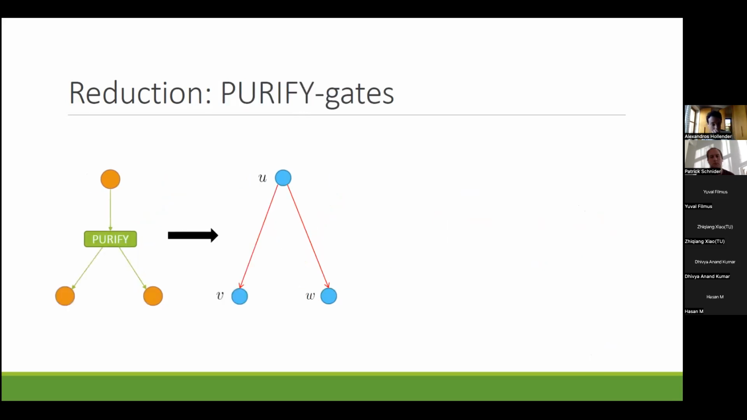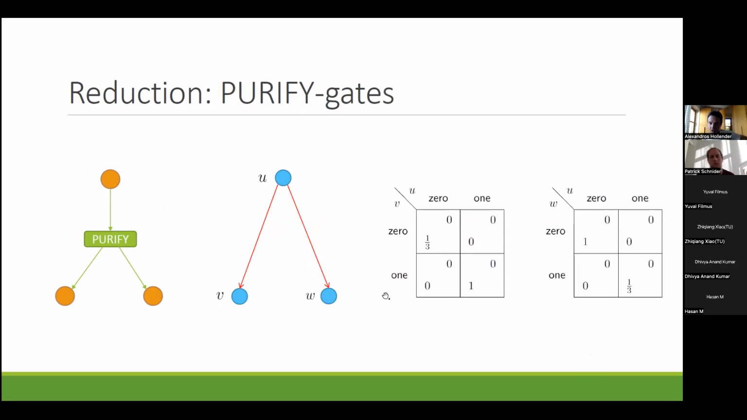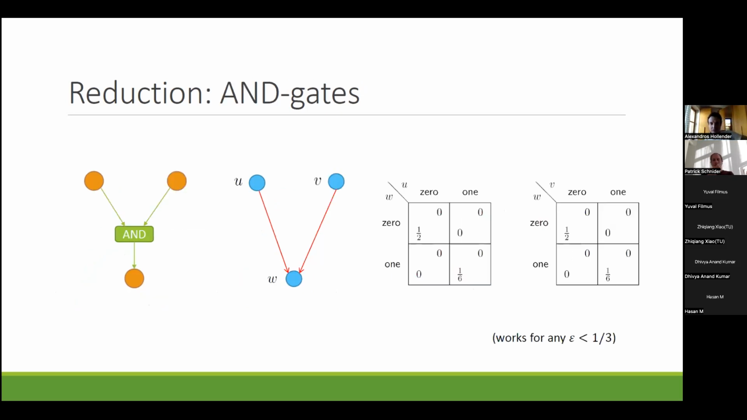And finally, we also have the Purify gate, with these as the corresponding players. You can again construct locally payoffs for these interactions that ensure that at any epsilon Nash equilibrium, for any epsilon strictly less than a third, the strategies are mapped back to values for the nodes that exactly enforce the Purify gate. And again, this works as long as epsilon is strictly less than a third. So that's all I had in mind, just showing you an example of how this reduction works.